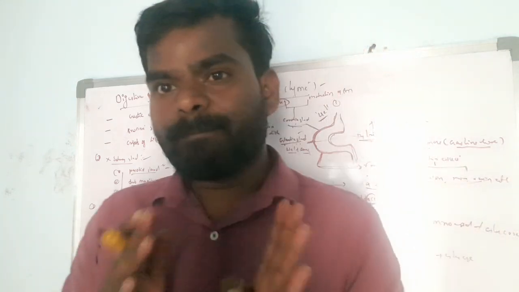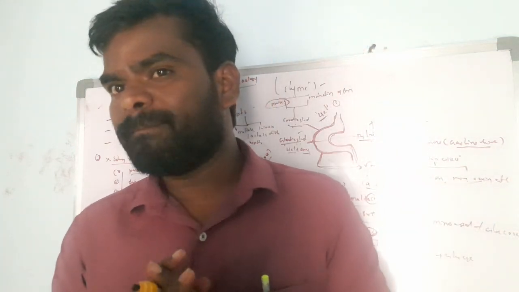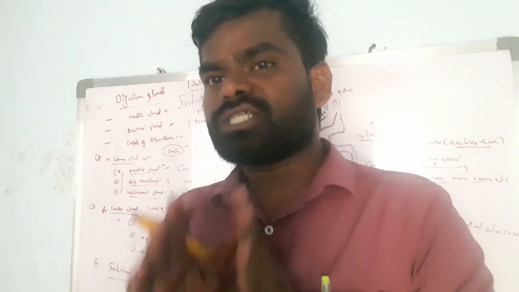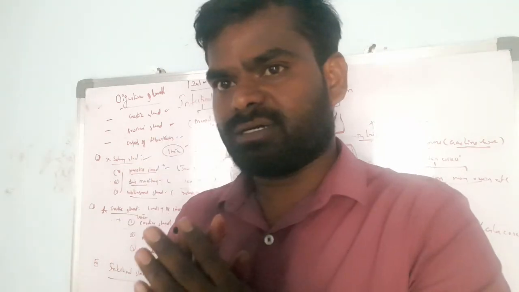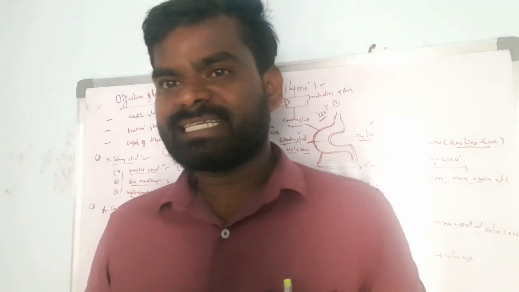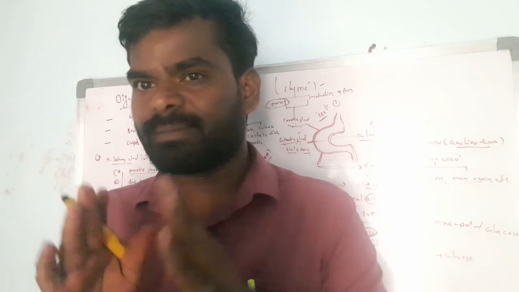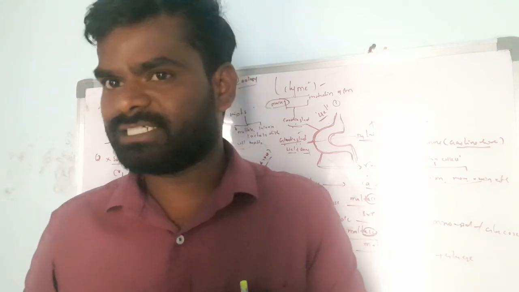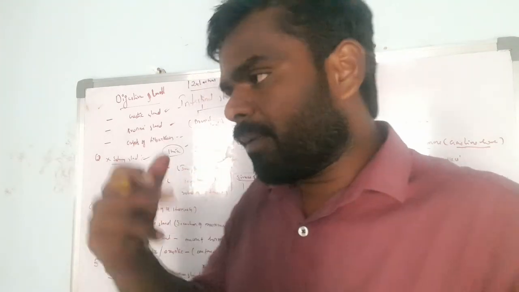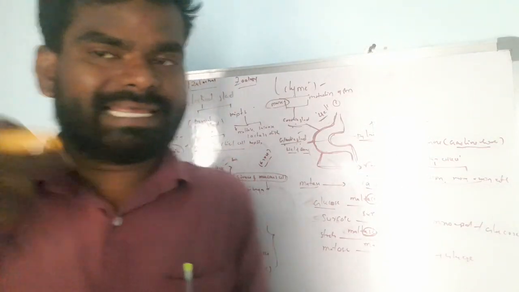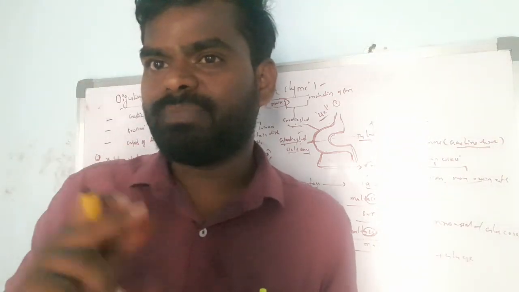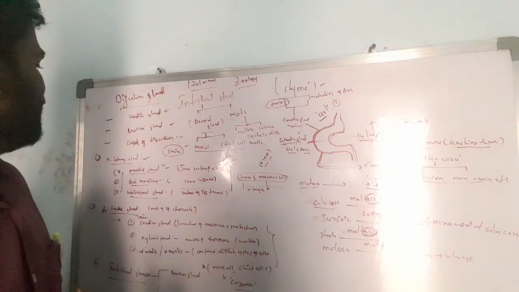And next, submaxillary glands. The submaxillary glands are in the lower jaw. These glands also help digestion by releasing enzymes. And next, sublingual glands. The sublingual glands release enzymes, and they are present beneath the tongue, below the tongue. So these are the salivary glands.